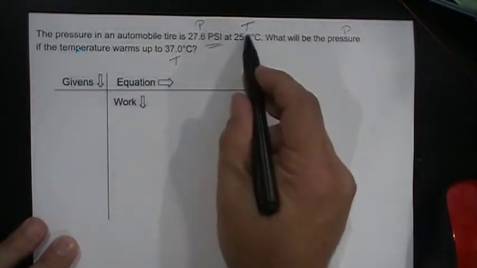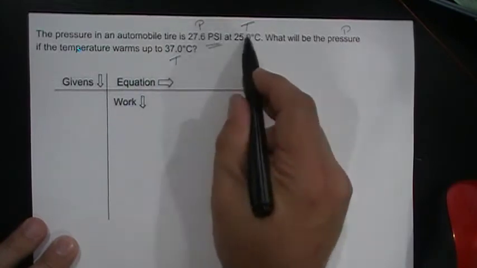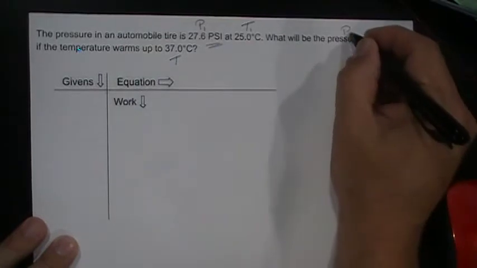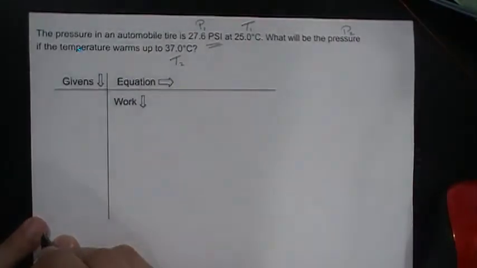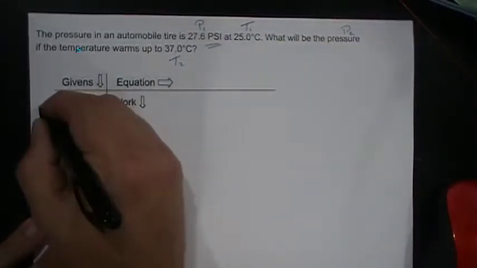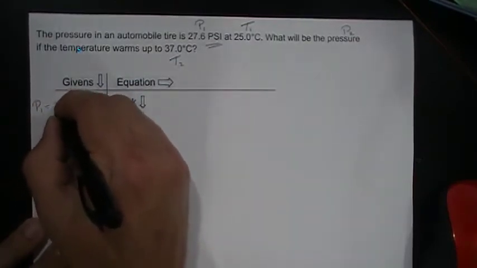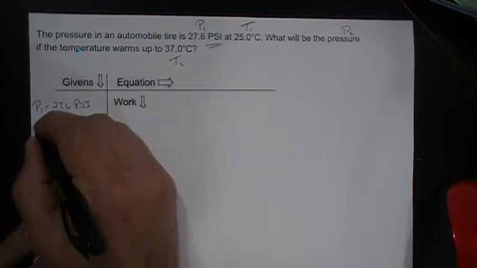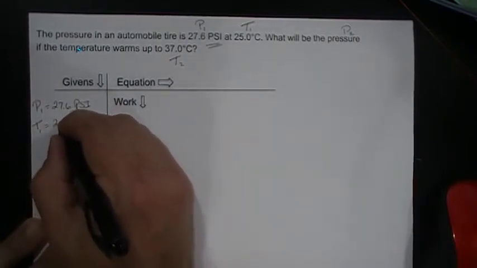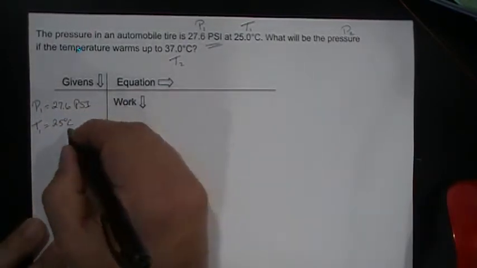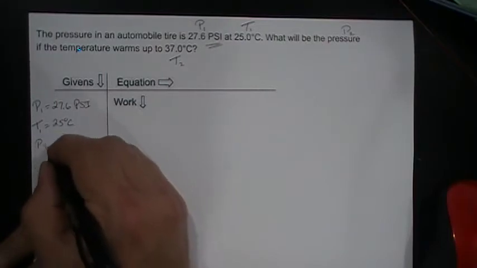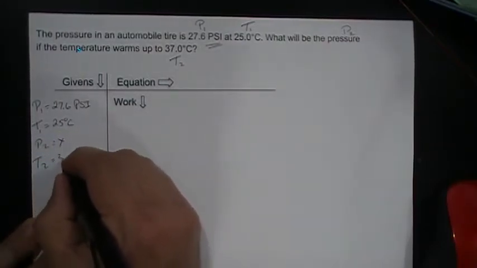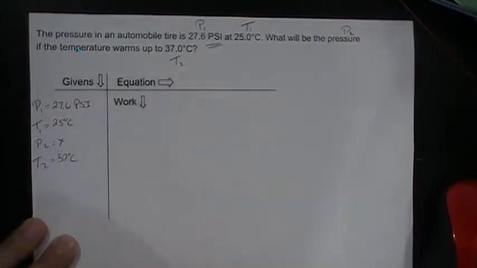Now again, this is a set. It's this at this, so it's P1 and T1. This will be P2 and T2. So now I'm just going to go through it and write my givens down. P1 equals 27.6 psi. T1 equals 25 degrees Celsius. P2 equals X, and T2 equals 37 degrees Celsius.